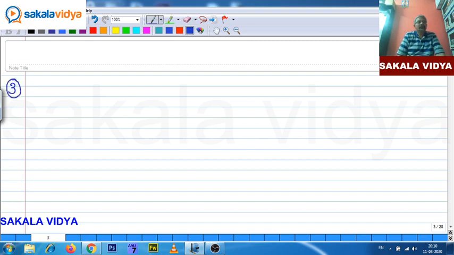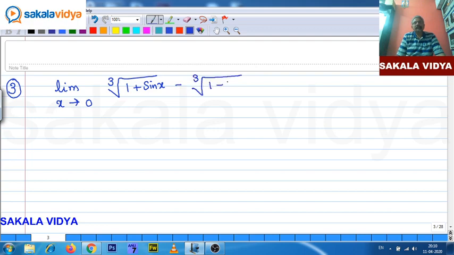So, now third question: limit x tends to 0, cube root of 1 plus sin x minus cube root of 1 minus sin x, upon x, equals to.